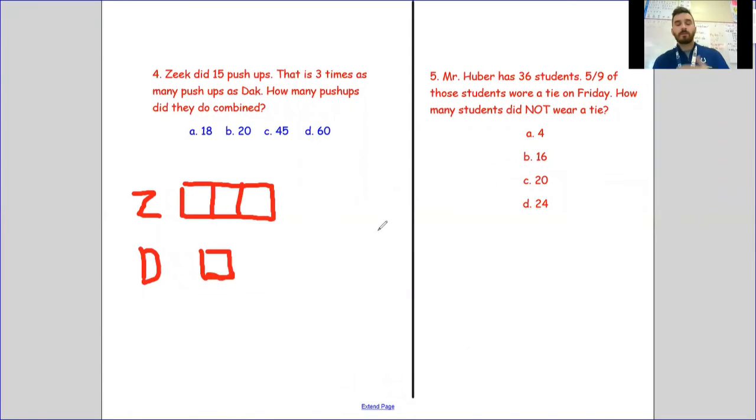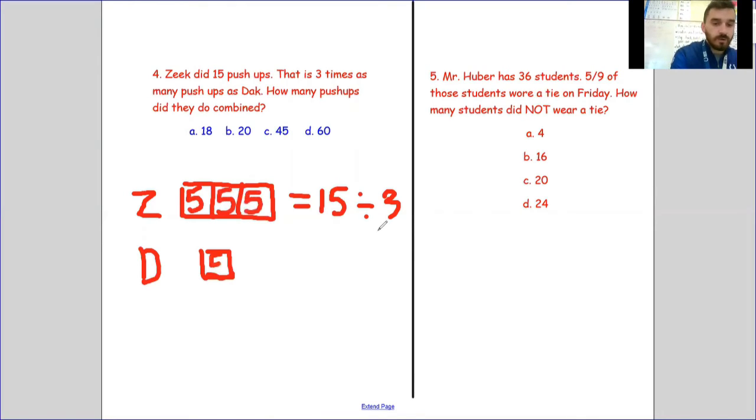All right. Now we've got to use the information that it gives us. It says Zeke did 15 push-ups. That does not mean there's 15 in each box. That just means his boxes are equal to 15. So now I got to take those 15 push-ups and split them between Zeke's boxes, not Dak's, because those 15 push-ups have nothing to do with Dak. So in this case, I'm dividing by 3. And if I did 15 divided by 3, if I know my facts, that would mean that there's 5 in each box, including Dak's. And here's where people missed it.